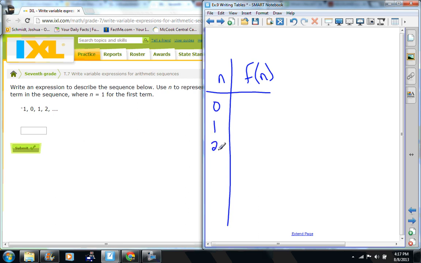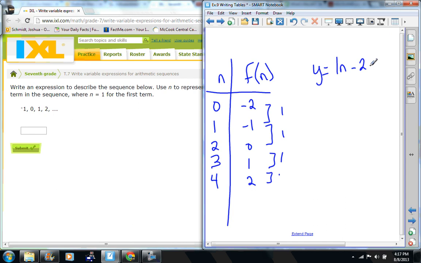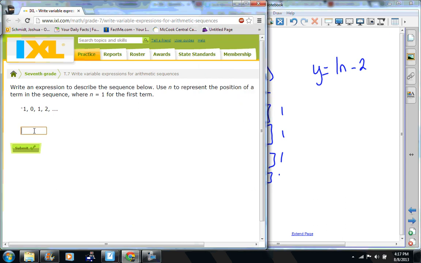So 0, 1, 2, 3, and 4. -1, 0, 1, and 2. This is -2 here. Looks like the pattern is going up by 1 each time. So this will be y equals 1n minus 2. I'm even starting to put n's in there, for the sake of argument. There we go. Try this one on your own and see what you get.